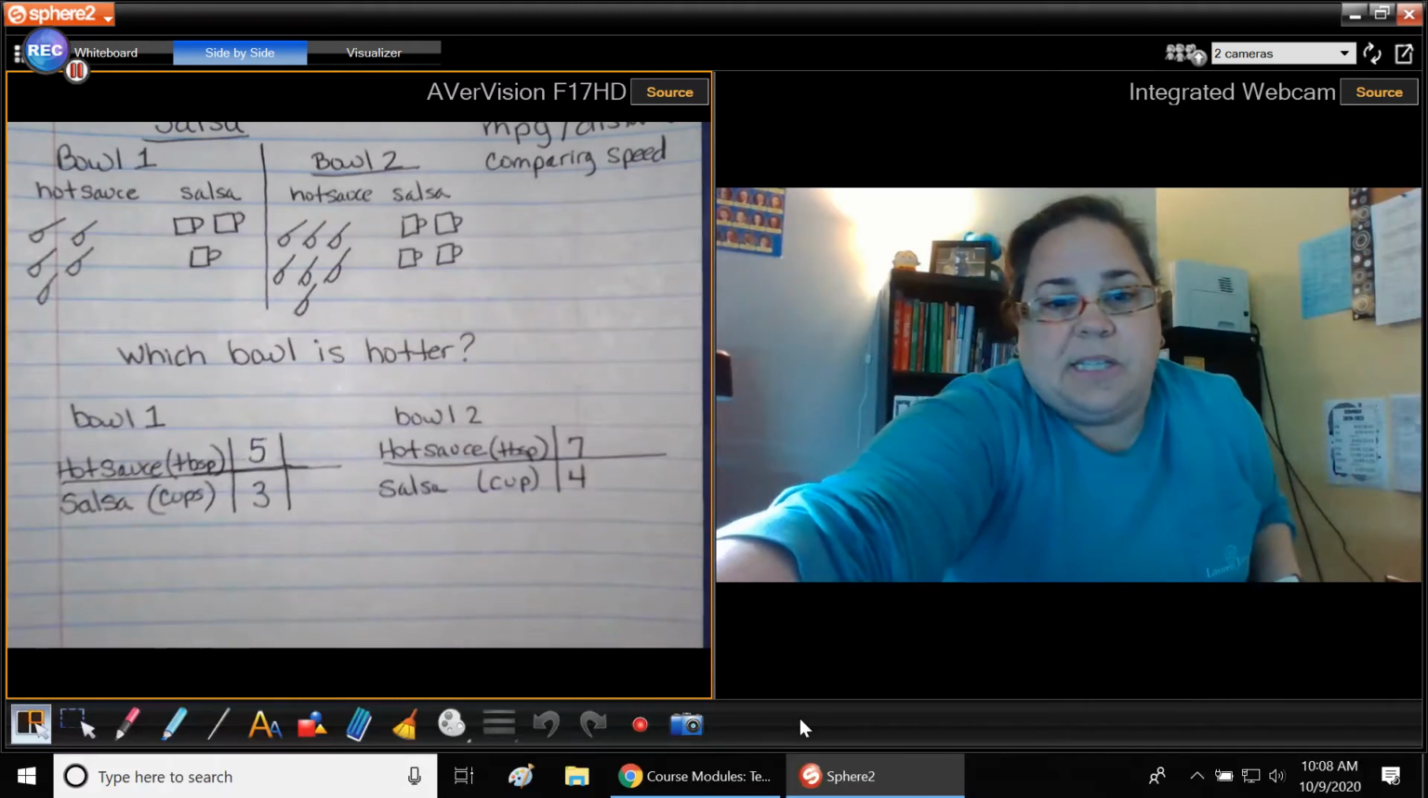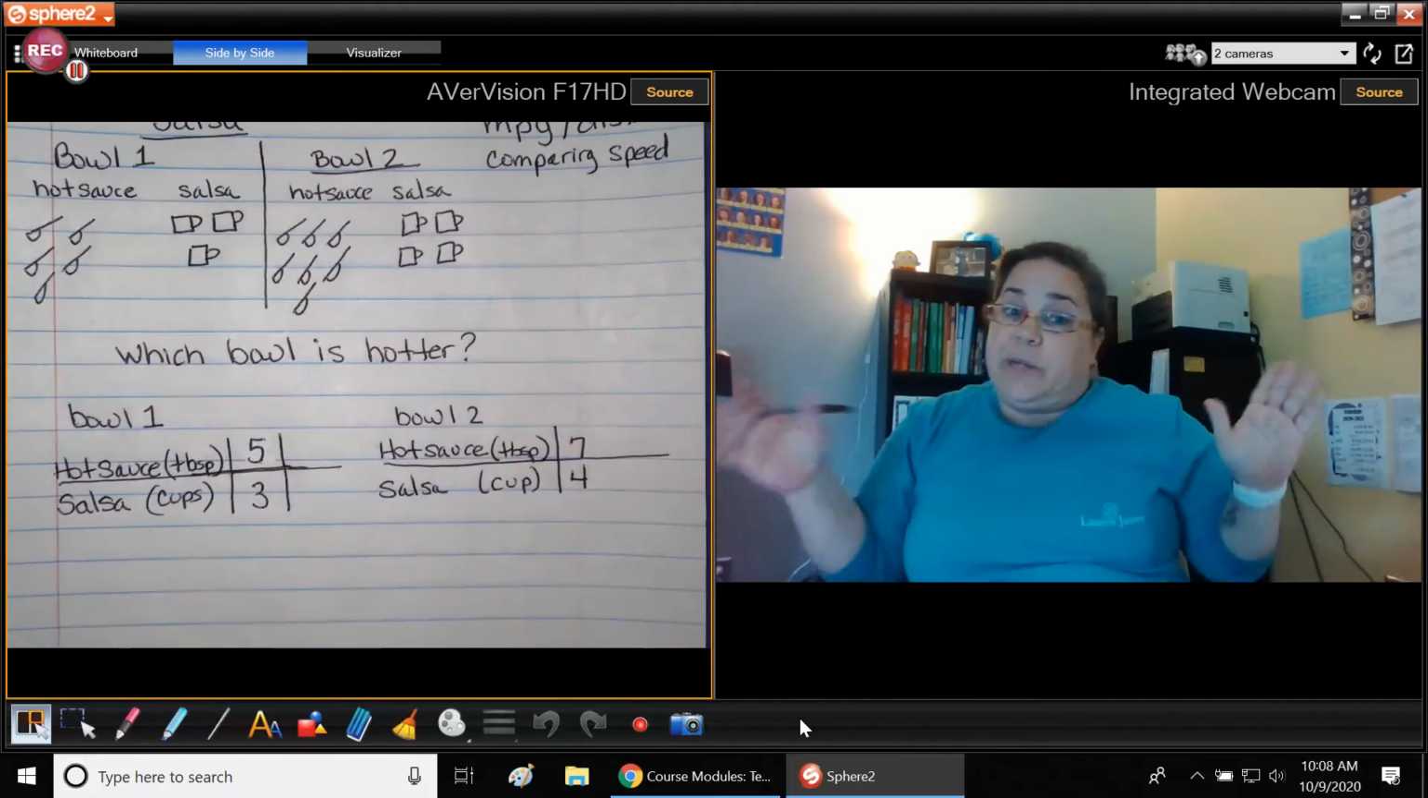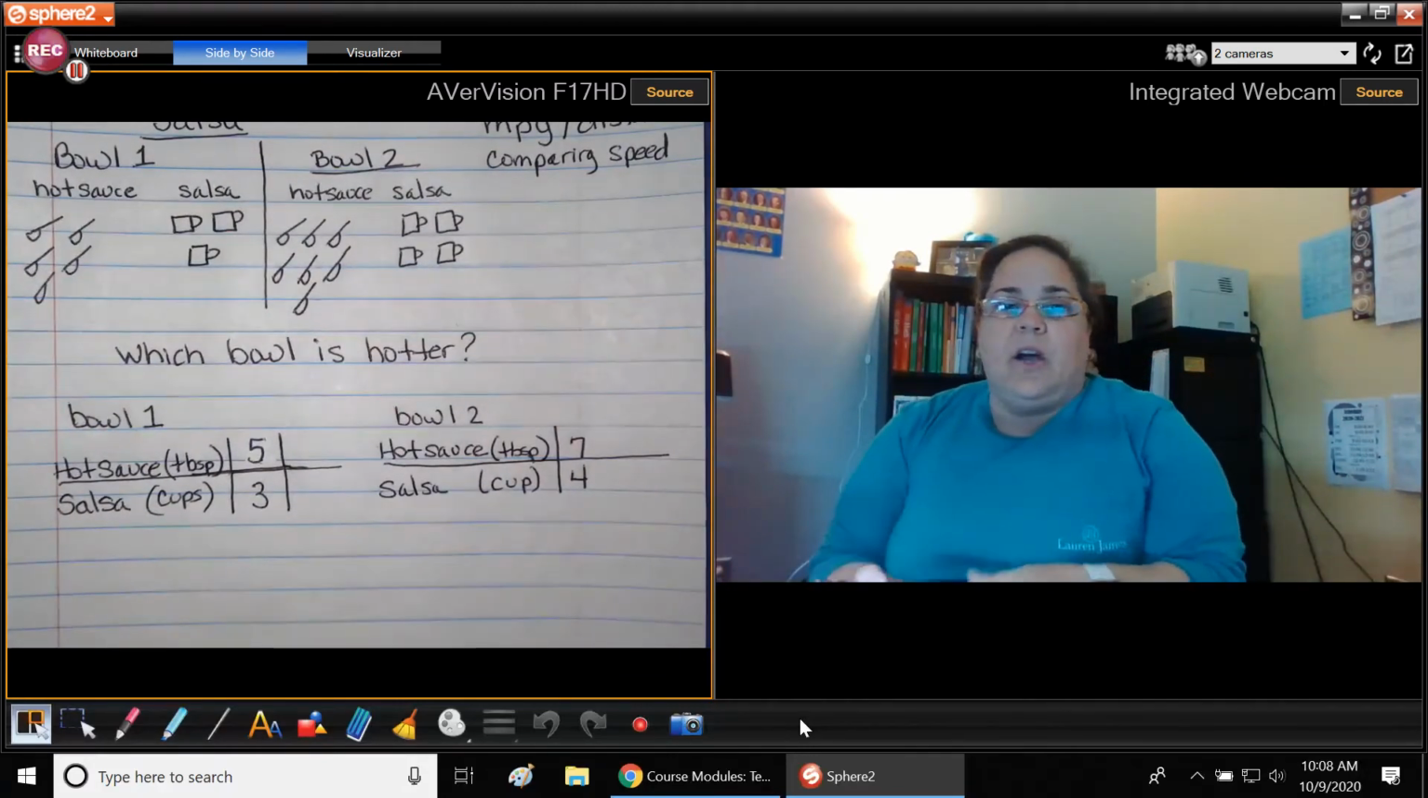Okay, I'm going to autofocus again. Sometimes when I move the paper, it goes out of focus. All right, that's much better.